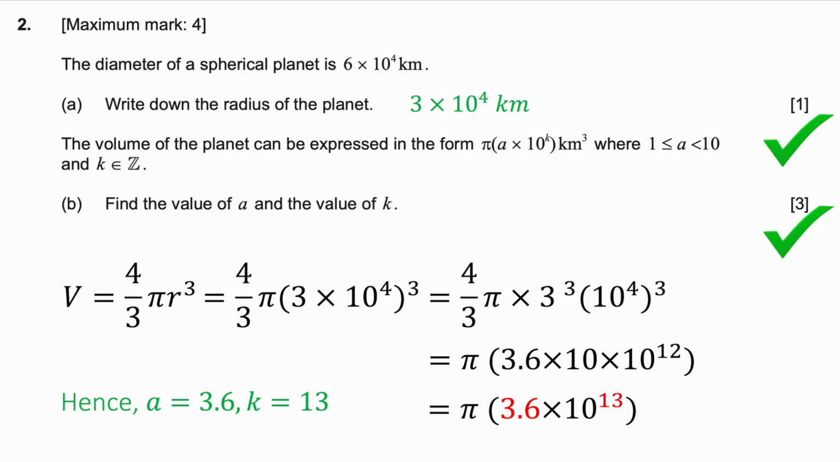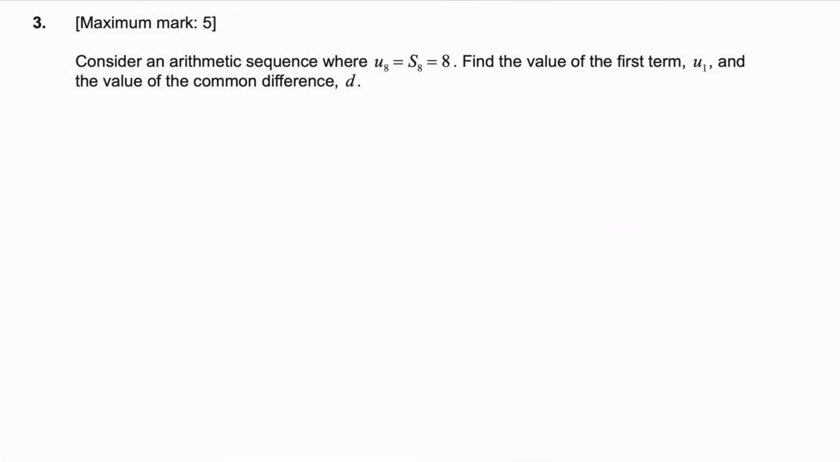We've already done question 1 and question 2. We're making good progress. Ready for question 3? Okay, so question 3. Consider an arithmetic sequence where U8 is equal to S8 is equal to 8. Find the value of the first term, U1, and the value of the common difference.